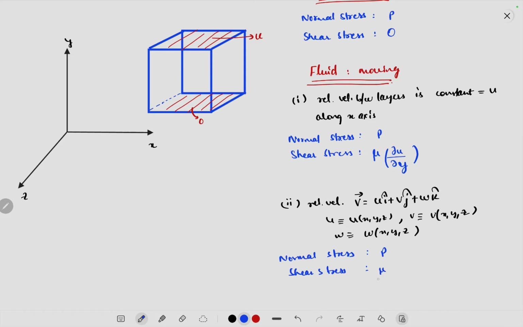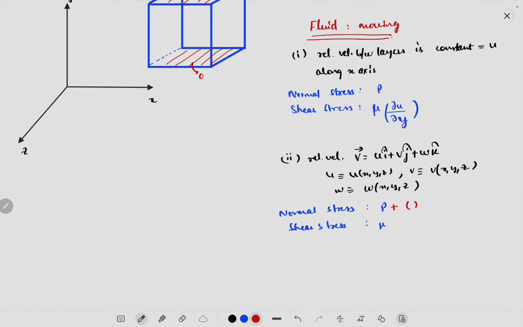So what is the reason here? Firstly, let me tell you that the normal stress for this moving fluid with this condition is not only P, but there will be some contribution also. And for the shear stress, what you need to know is Newton's law of viscosity in 3D.